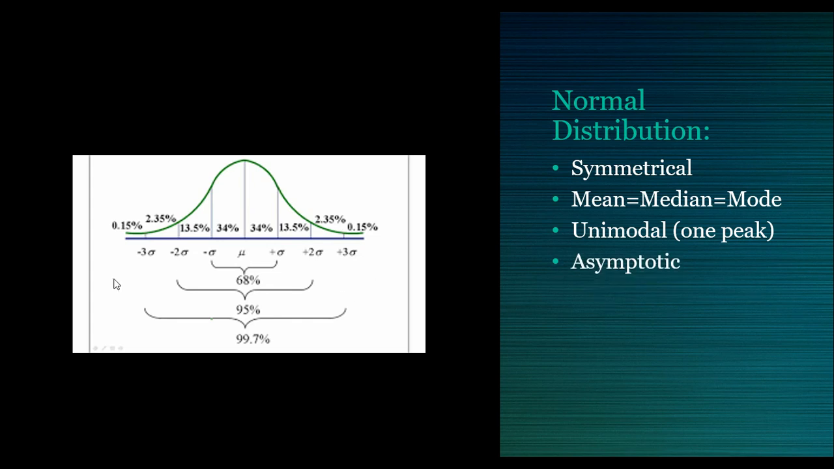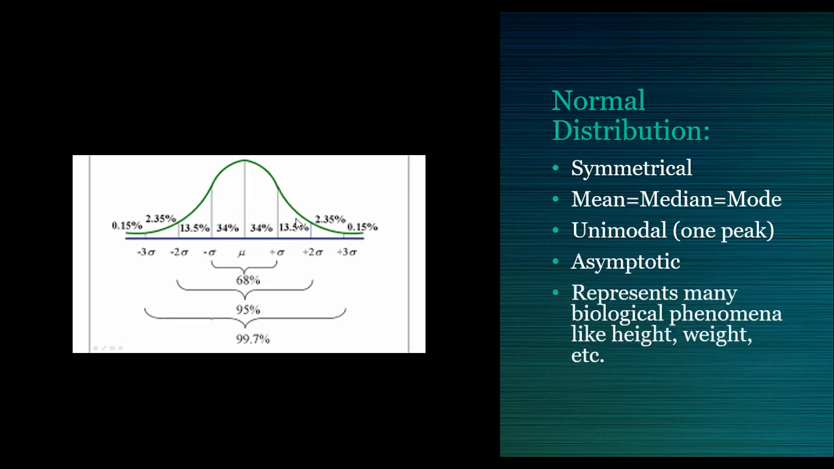It's asymptotic, meaning that the tails of the graph never actually touch the x-axis. And it represents many biological phenomena like weight, height, etc. of things in nature. This is why we talk about normal distributions so much: they really model a lot of things in the real world.